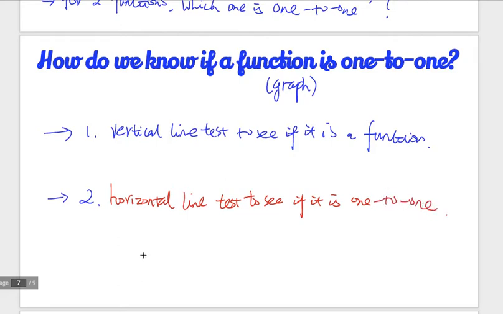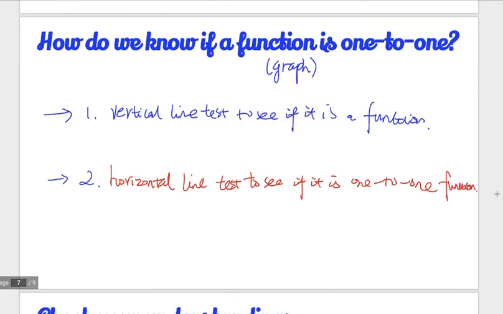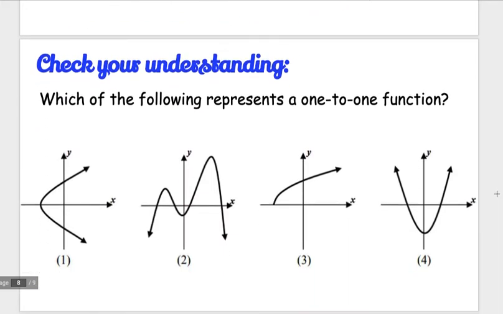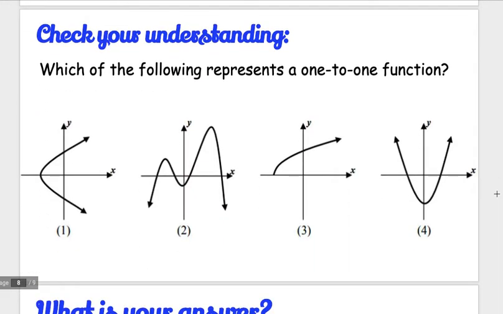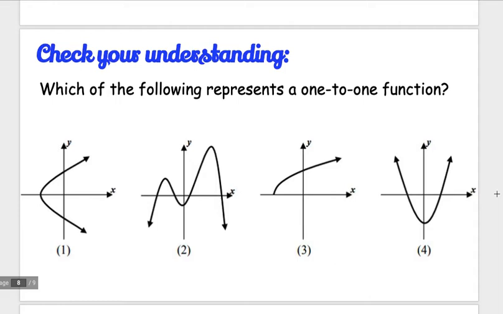So the vertical line test determines if this is a function. The horizontal line test can help us determine if it is a one-to-one function. Remember, we're still talking about the function category. Okay, let's check the very last question to see if you can find out the answer. Which of the following represents a one-to-one function? What do you think? You can definitely do this question on your own.